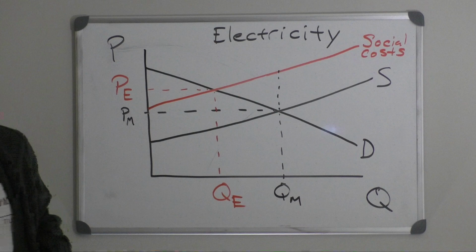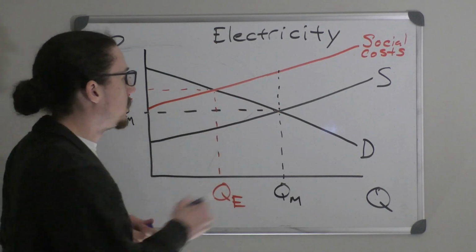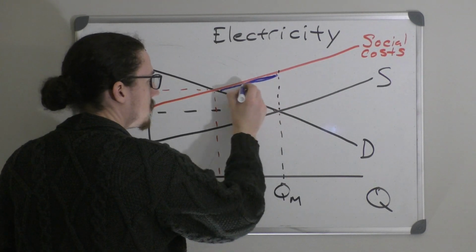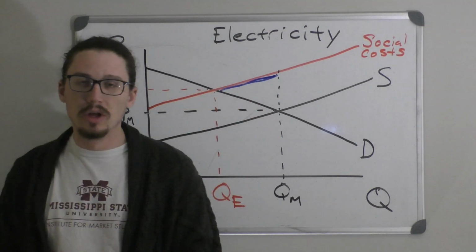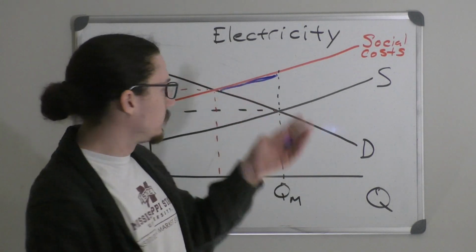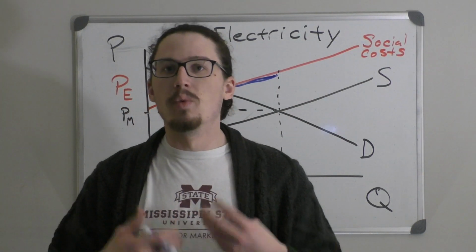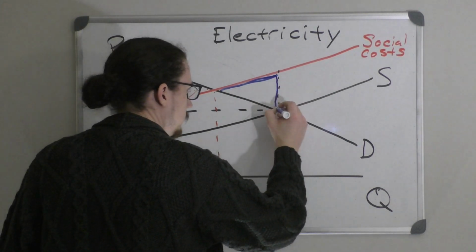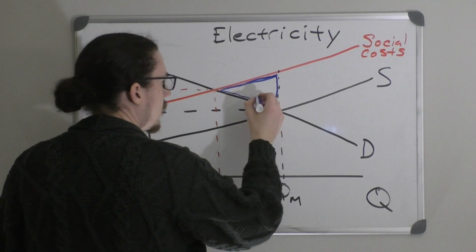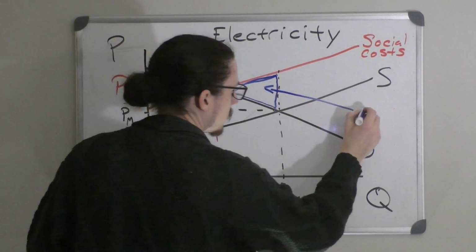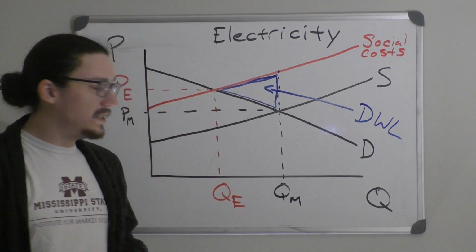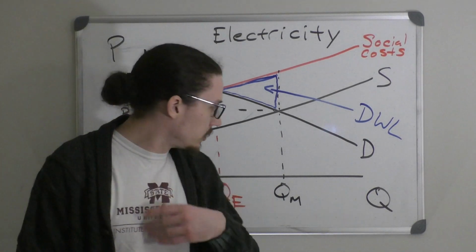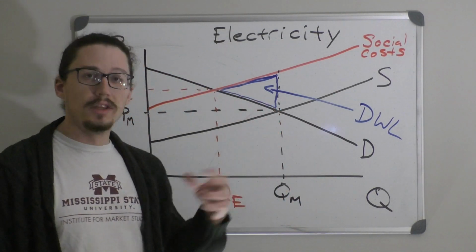Additionally, last thing on here, if we look right here, we already said that this stretch here, underlined in blue, those are units of our good, in this case units of electricity, that are not worth what they cost to produce. So this is also our deadweight loss.